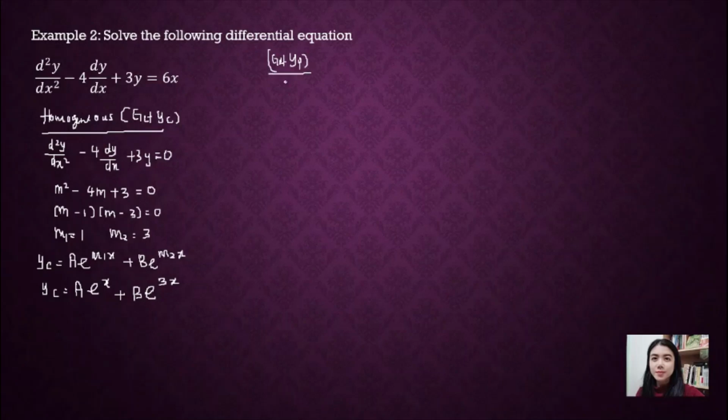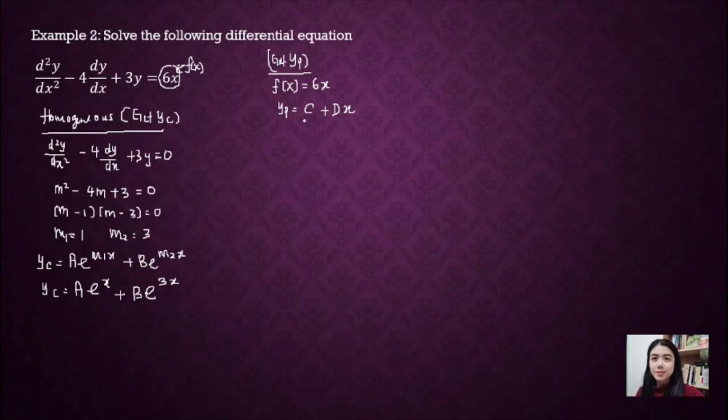The trial solution yp will depend on the form of the function f. So this is your function f, which is 6x. Since you have a polynomial here, x to the power 1, your yp will be a polynomial, a linear equation. It begins with c, then we have dx. It should be x to the power 1, so you follow the form of the function f.